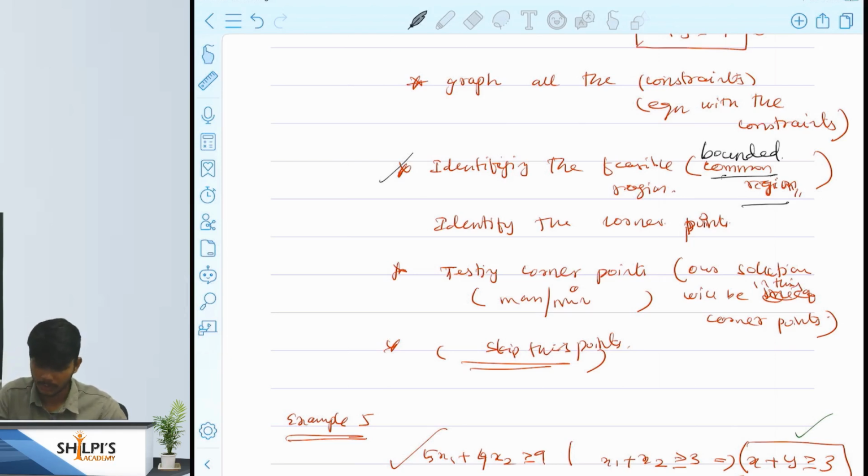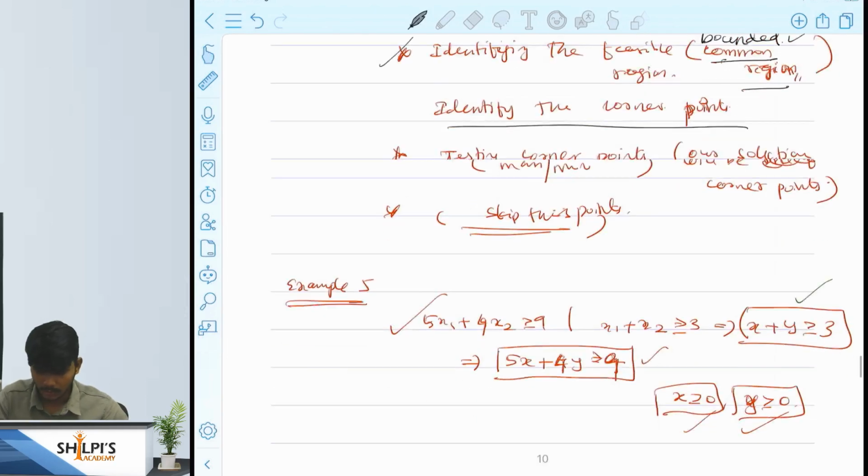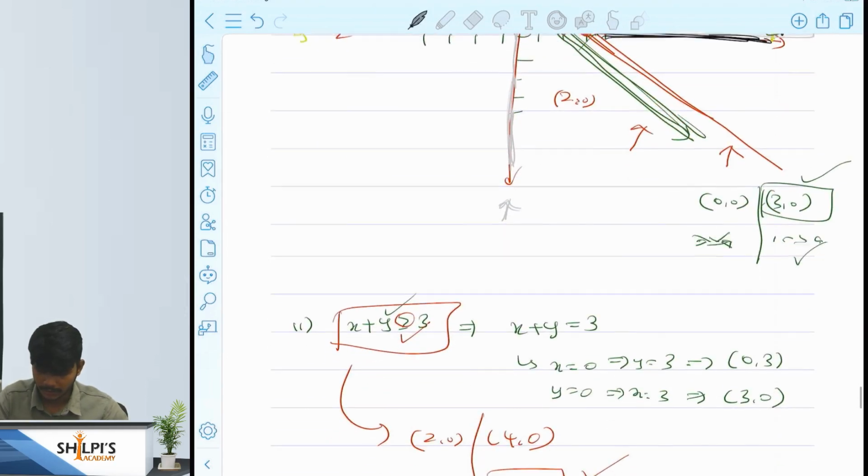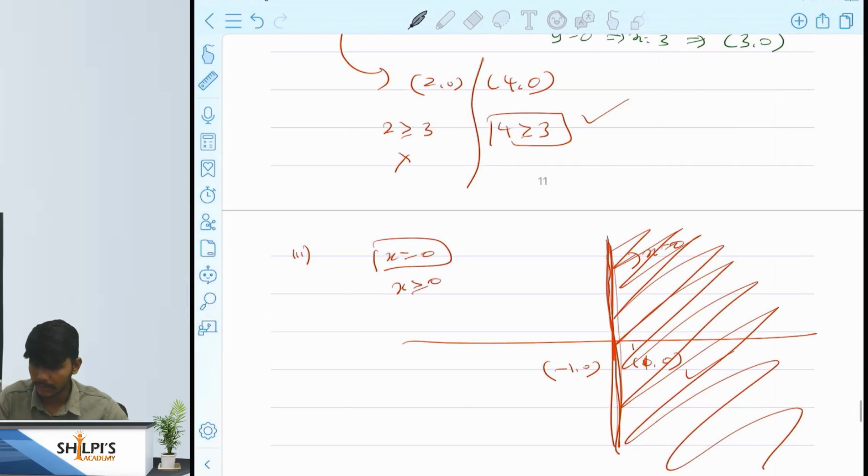Bounded for most of the cases. So we should find the common region, and that should be bounded. After this, what we will do? Identifying the corner points. So for this point, we will take one particular example.